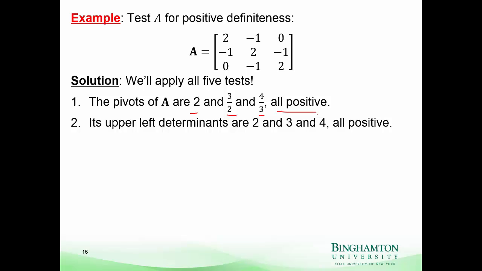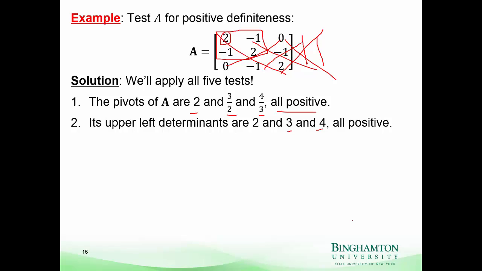Number 2, check its upper left determinants. There will be 3 of them. The upper left 1 by 1 determinant is 2. Then the upper left determinant of the 2 by 2: we're going to have 4 minus 1, so that's 3. And then, if we did our little trick of extending the columns over here and doing the diagonals this way, you'd find that the determinant of the full matrix is 4.